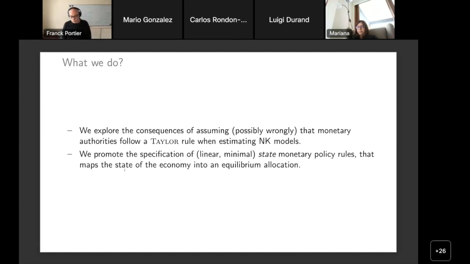So what we do is two things. One, exploring the consequences of assuming, possibly wrongly, that monetary authorities follow a Taylor rule when estimating new Keynesian models. And two, showing that there's a way to specify monetary policy that will be a linear minimal state monetary policy rule that will basically map the state of the economy into equilibrium allocations. And that rule is basically agnostic about what the central bank is doing in practice, so it's encompassing Taylor rules. And we will see that in practice, it's giving pretty different results.